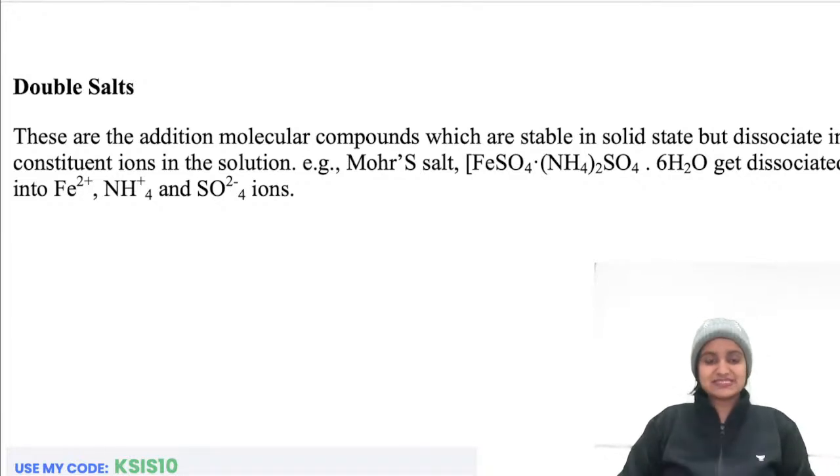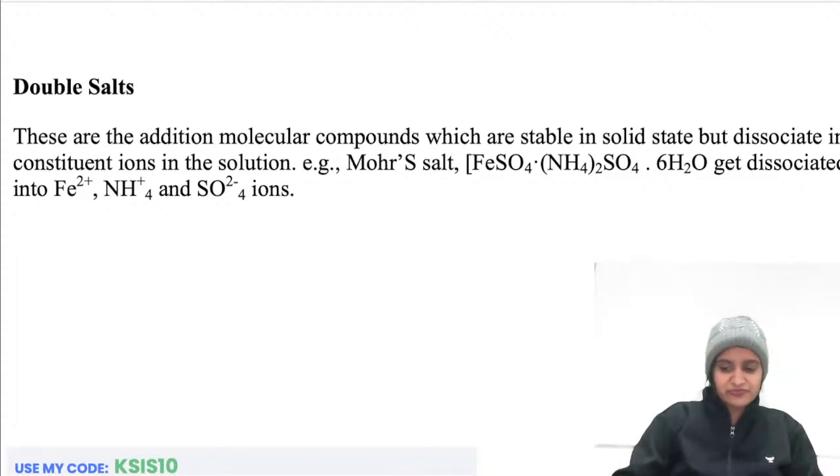So here you can see that your double salts are the addition molecular compounds which are stable in solid state. We discussed this, but they dissociate into constituent ions in the solution. Example is Mohr's salt. Okay, Amar, that's great, beta. Example is Mohr's salt. Now this is a very famous salt.